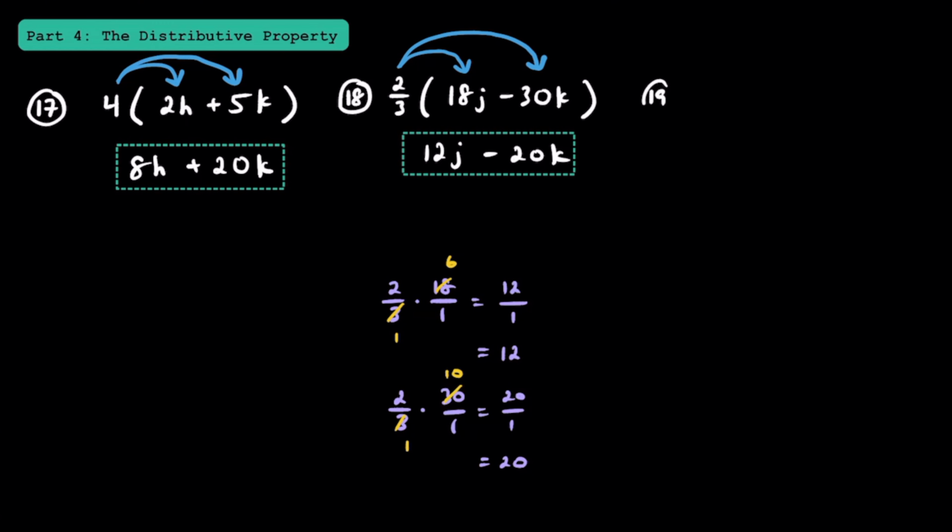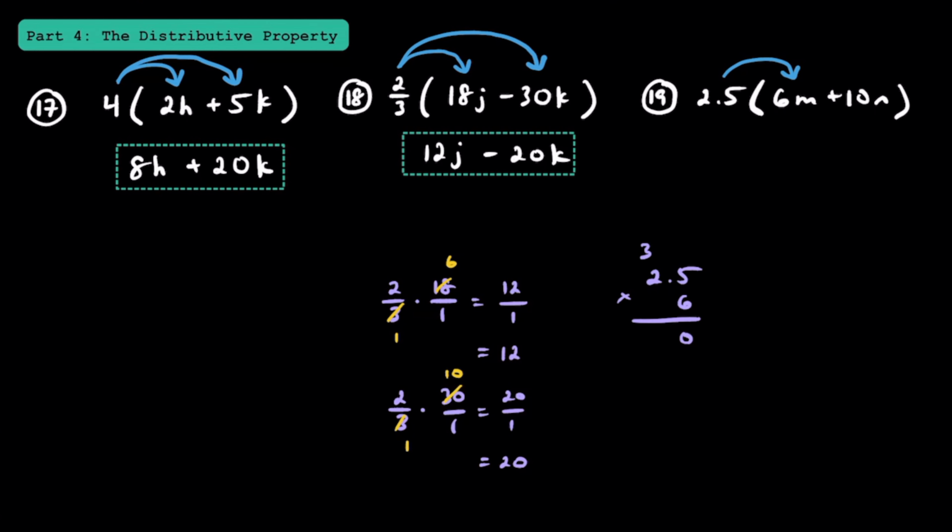And here's number 19. We have 2.5 times the quantity of 6m plus 10n. First, we're going to multiply this 2.5 times this 6m. Multiplying 2.5 times 6 together, the 6 times 5 is going to be 30, and carry the 3. And 6 times 2 is 12, plus 3 is 15. Put the decimal right over here, and we know that 2.5 times 6m is going to equal 15m. Then distributing this 2.5 to this 10n, we're going to have to multiply 2.5 times 10, and we know that's just going to be 25 because we can slide the decimal over, and we can write 25n. This is our equivalent algebraic expression.